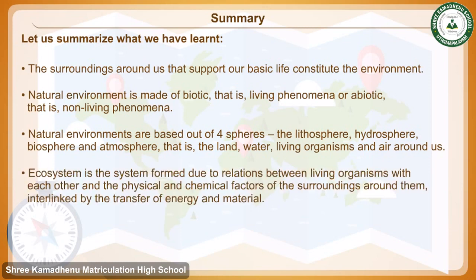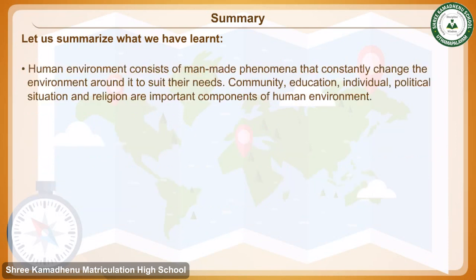Ecosystem is the system formed due to the relations between living organisms with each other and the physical and chemical factors of the surroundings around them, interlinked by the transfer of energy and material. Human environment consists of man-made phenomena that constantly change the environment around it to suit their needs.